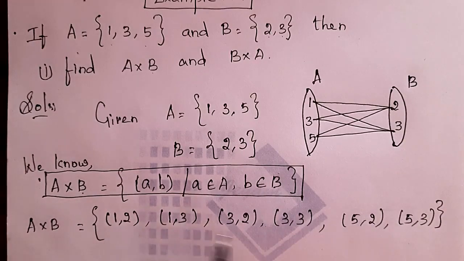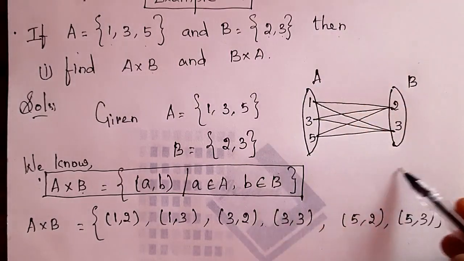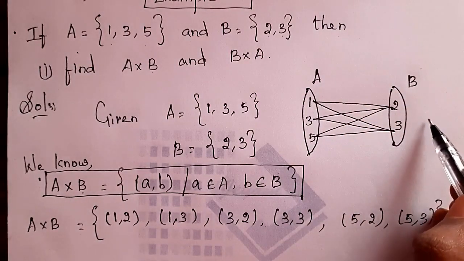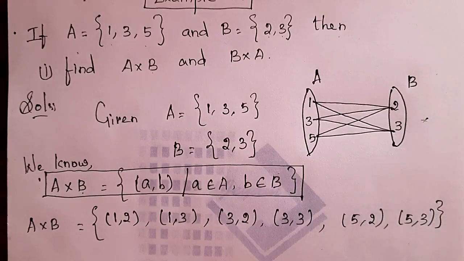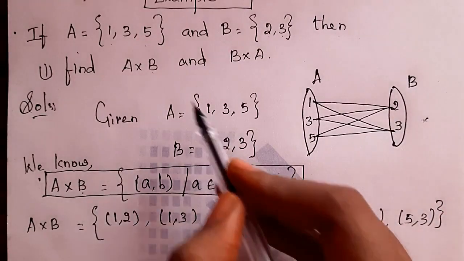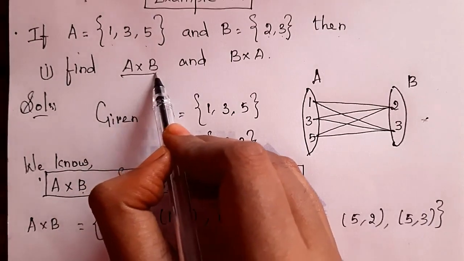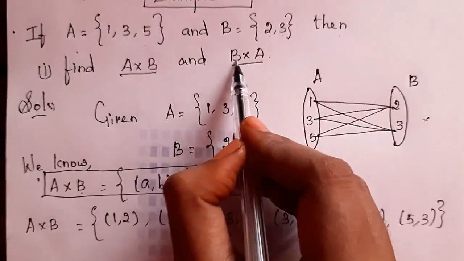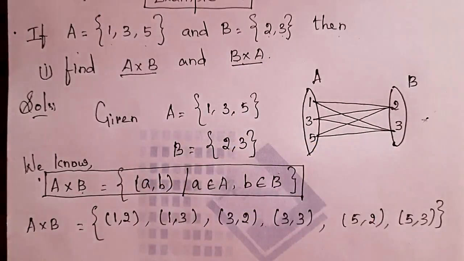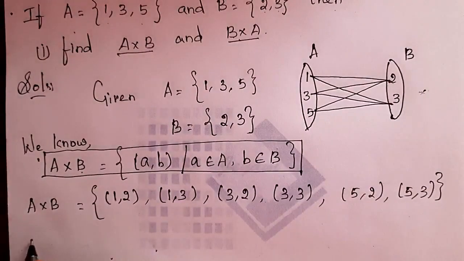So it is A cross B. This one I drew for your understanding. It is not needed; if you need, you can draw it. So the first part is over. Next we can find out B cross A. Already you know both are not equal. Okay, so next we can find out B cross A.